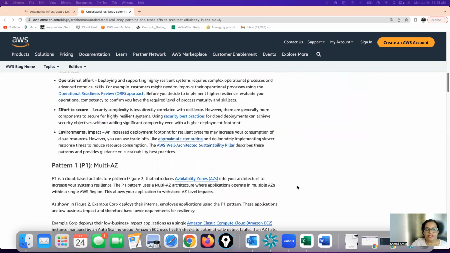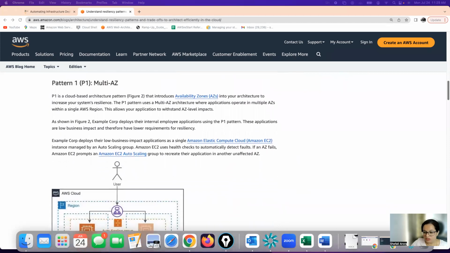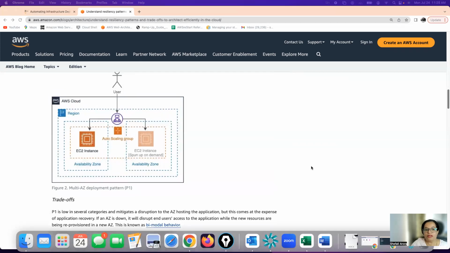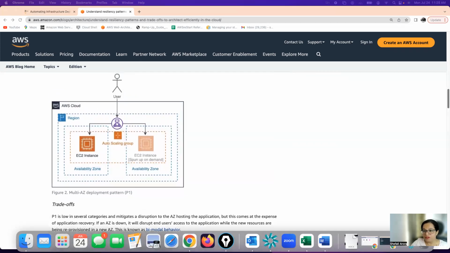Now, let's deep dive into these multi-AZ patterns, starting from P1 to P5. And then we have the architecture diagram. So we are going to refer to this architecture diagram. Now, this is the architecture diagram for the P1 pattern. The P1 pattern actually introduces the multi-AZ architecture, as you can see. Okay, but we have only one instance in one AZ. So the application operates in the multi-AZ architecture, and this allows your application to withstand AZ level impacts. It's just the AZ level impacts, and it supports AZ level failures.